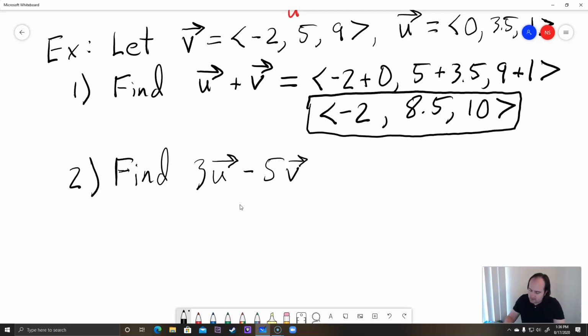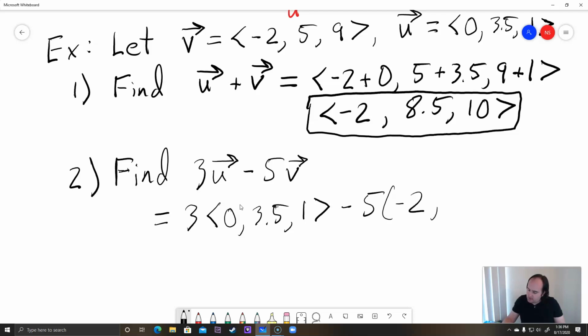So 3u, what's that going to look like? Well, 3u is going to be 3 times (0, 3.5, 1). Okay, and then we have minus 5v, which is going to be minus 5 times (-2, 5, 9).